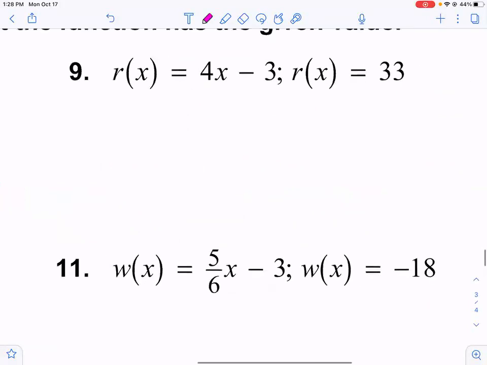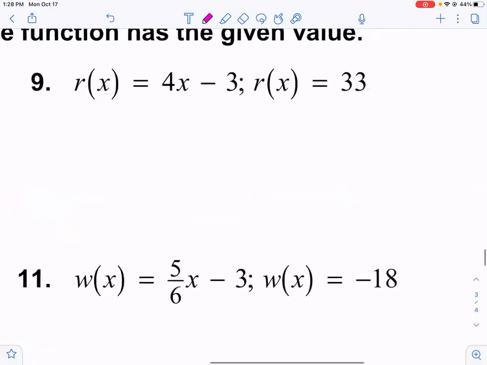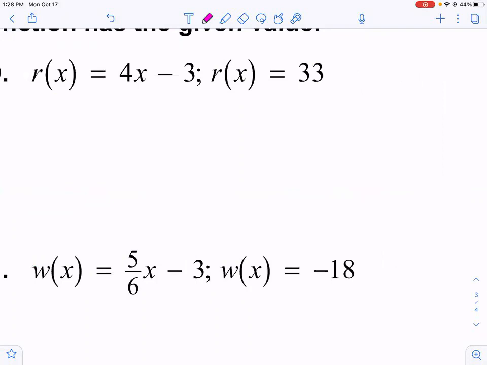I disagree with that. Did you forget about the minus 3? Okay, I want to know what the input is that gives us an output of 33. Andrew, what do we need to do to set this up?